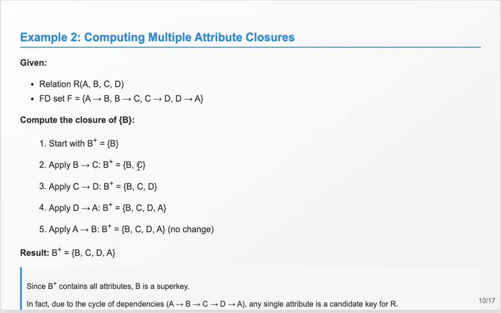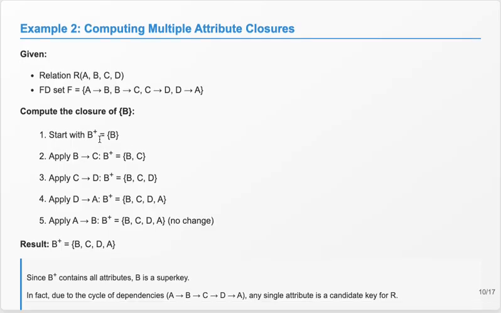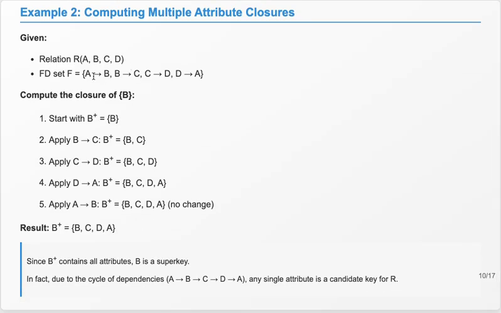So if we start with B, we notice that B determines C, so we got BC, and then C determines D, so we pick up D. And because D determines A, we can also pick up A. At this point, we have picked up every attribute in the relation. So the closure of B contains all attributes, which means that B is a superkey of the original relation R. And because B is a single attribute superkey, it is automatically a candidate key.